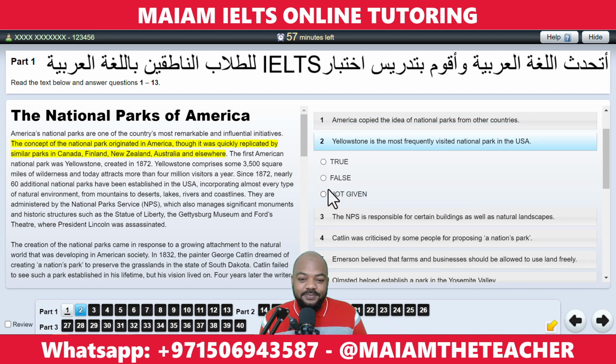Second question. Yellowstone is the most frequently visited national park in the USA. Straightforward. The marker here would be Yellowstone. Here, how can it be false if the passage says that it was not the most frequently visited national park in the USA. So, okay, continue. The first American national park was Yellowstone. Lo and behold, we found our marker right there. It says here the first American national park was Yellowstone, created in 1872. Yellowstone comprises some 3,500 square miles of wilderness and today attracts more than 4 million visitors a year.